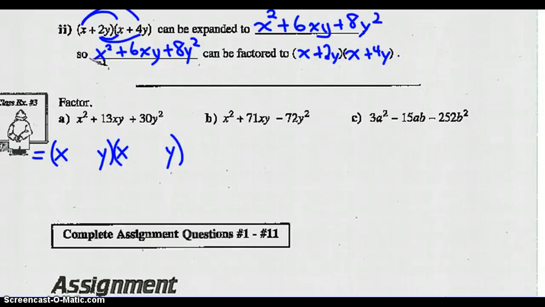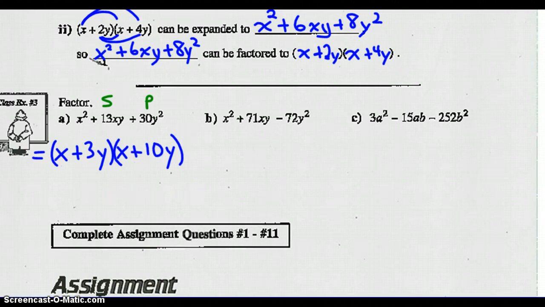And now ask yourself, what two numbers have a sum of 13 and a product of 30? The numbers that multiply to 30 and add to 13 are 10 and 3. So it's going to be plus 3y, plus 10y.